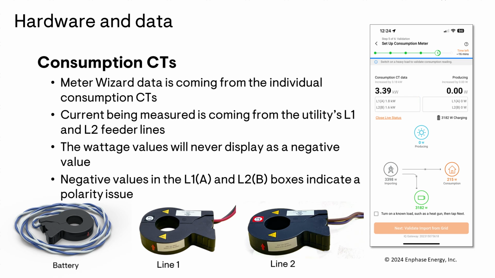Lastly, there are 3 wire colors of the consumption CTs that are being shipped with the IQ Combiner 5. The clamp style CTs come with the red and black wire, a purple and brown, and the battery CT has a blue and white wire, which is shown on the screen. All of the CTs function the same way and have the same accuracy. They just have a different color to distinguish which CT goes on which phase line or battery. The key takeaway here is that the data displayed under the consumption CT data, L1 and L2 boxes, is coming from the consumption CTs.